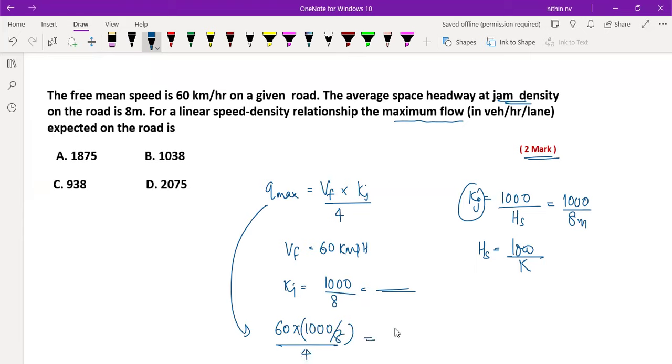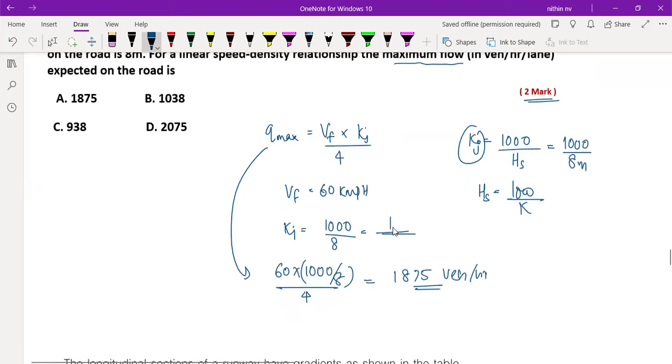So you do this, exactly you are going to get 1875 vehicles per hour. That's it. Okay, you can separately also calculate. You will be getting 125.